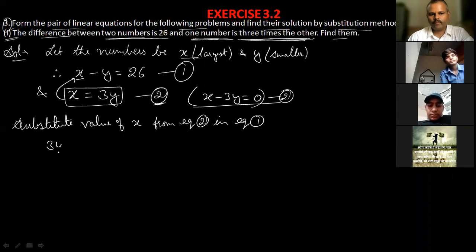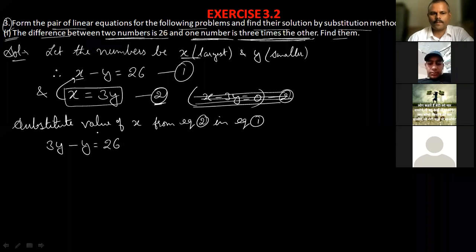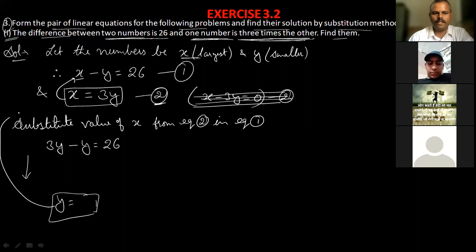Then what do we get? 3y minus y equals 26. When you do it like this, then there's no need to write this as an equation. So further this you can solve now. Get the value of y. After getting the value of y, you are going to substitute this value in equation 2 and get the value of x. So in this way you can find the numbers.